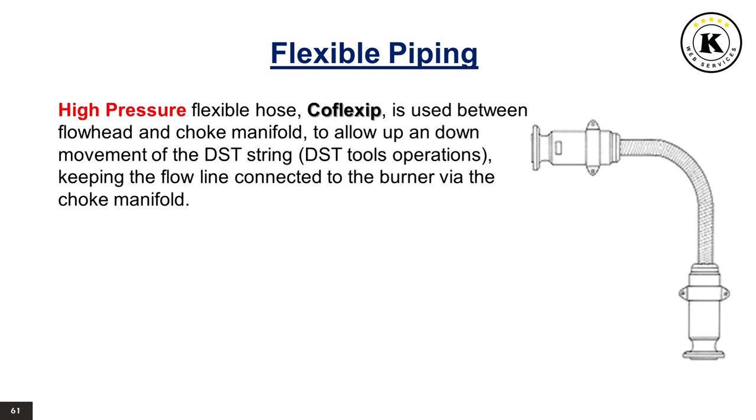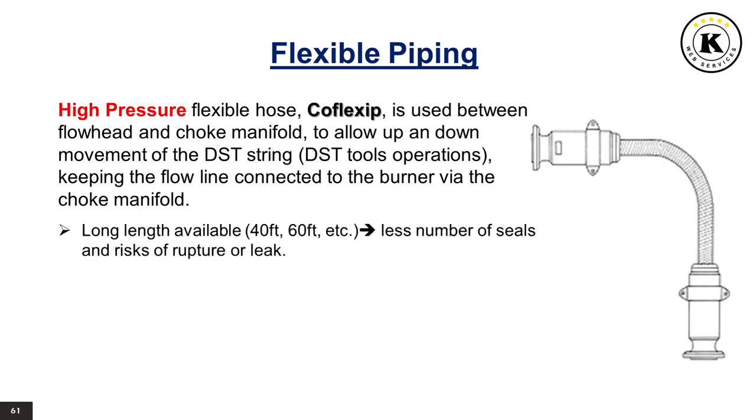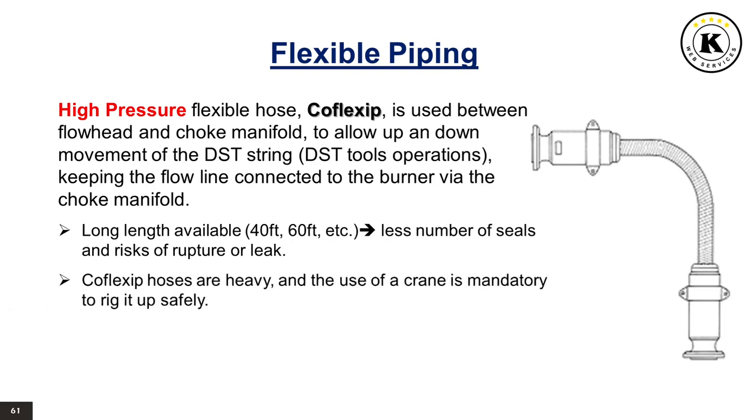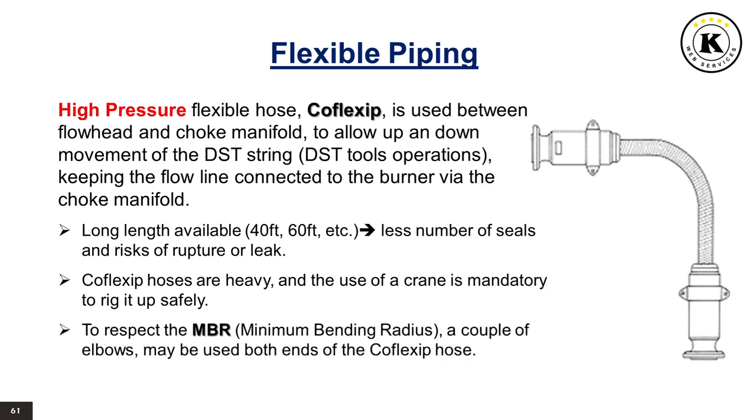High-pressure flexible hose, coflexip, is used between flowhead and choke manifold, to allow up and down movement of the DST string during DST tools operations, keeping the flow line connected to the burner via the choke manifold. Long length available, 40 feet or 60 feet, which reduces the number of seals and risks of rupture or leak. Coflexip hoses are heavy, and the use of a crane is mandatory to rig it up safely. To respect the MBR, minimum bending radius, a couple of elbows may be used at both ends of the coflexip hose.